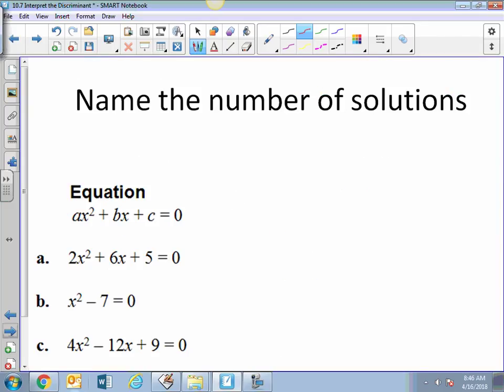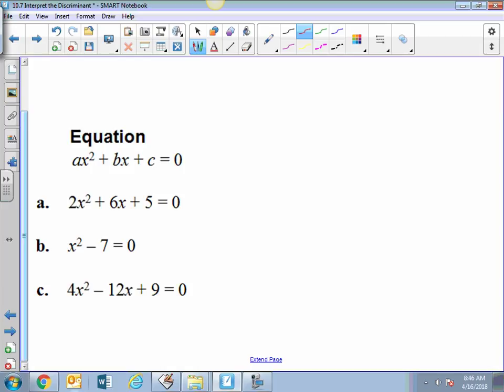Okay, so it says name the number of solutions. We have 3 different problems here. Of course, the equation, again, is based on your standard form of your quadratic equation. So for letter A, I'm going to test this using the discriminant, which, just to remind you, is b squared minus 4ac. Oftentimes you'll be able to tell what the solution is without finding an exact solution. You can usually tell if this is going to be negative or not if the 4ac is bigger than the b squared. Okay, so let's do that.